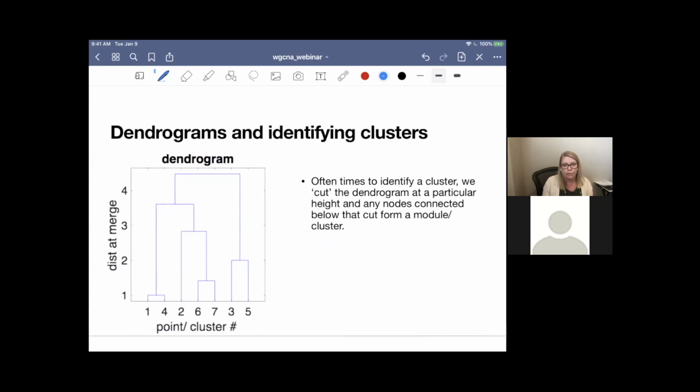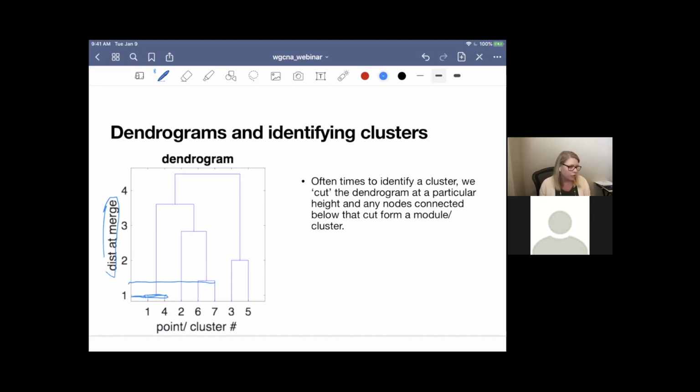Oftentimes we'll see these results displayed in a dendrogram. And so in a dendrogram, along the y-axis is our distance at merge. So for instance, 0.1 and 0.4, they only have a distance of 1. And so that's where the line was added and that's where they were merged. Whereas 6 and 7 were merged at about 1.5, right? And so on and so forth until we all get clustered together.